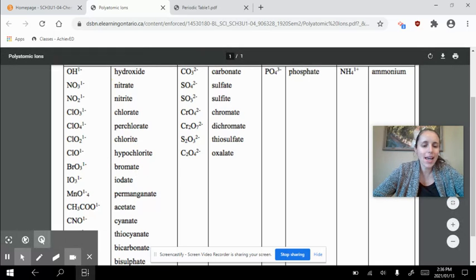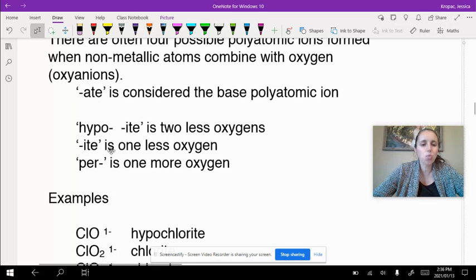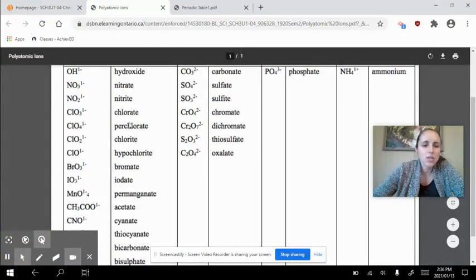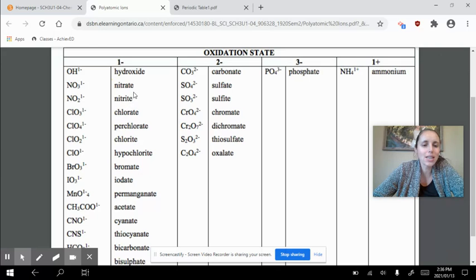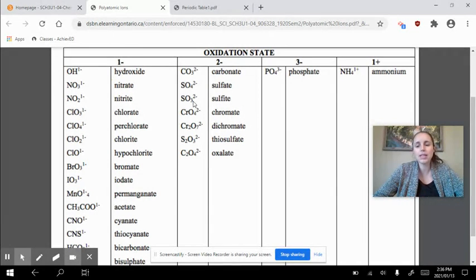You can then have something that has an "ite" ending. If something has an "ite" ending, it means it has 1 less oxygen than you would normally expect to see. So anything that has an "ite" ending has 1 less in the base. For example, nitrite is 1 less oxygen than nitrate. Nitrite only has 2 oxygens, nitrate has 3. Sulfite only has 3 oxygens, whereas sulfate has 4 oxygens. So again, you have 1 less oxygen than you see in the base. So "ite" just means that you have 1 less.